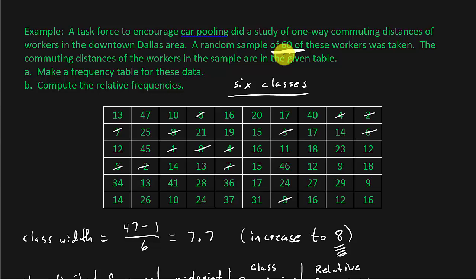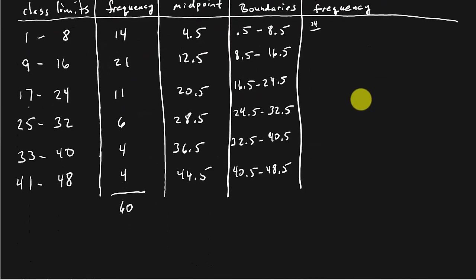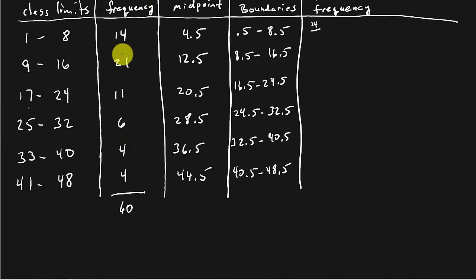Right? It should add up to however many numbers you have. And if they don't tell you how many numbers there are, well, just look. 1, 2, 3, 4, 5, 6, 7, 8, 9, 10. There's 10 columns. 1, 2, 3, 4, 5, 6 rows. 6 times 10 is 60. So you know that all of these frequencies, when you add them up, it should equal 60.